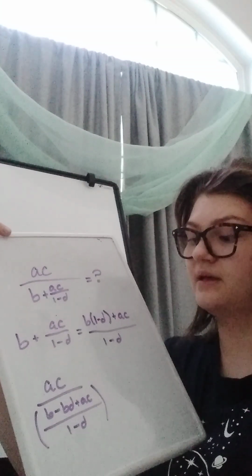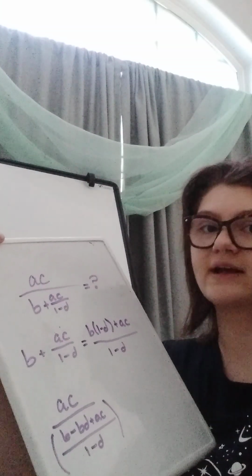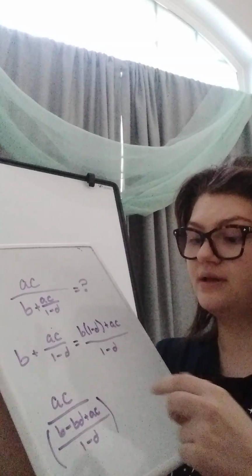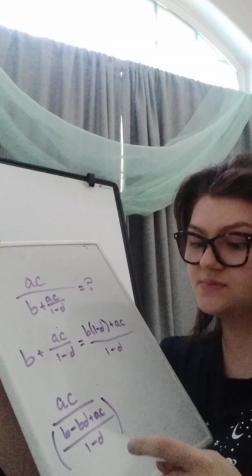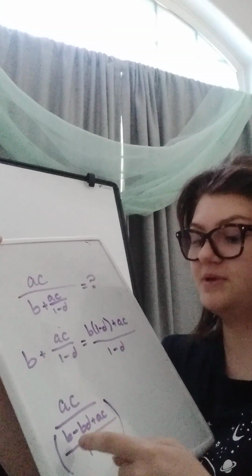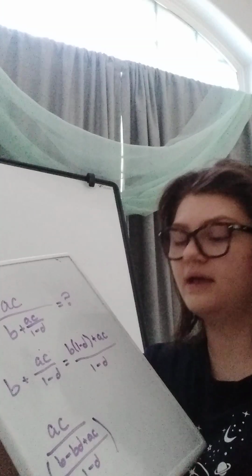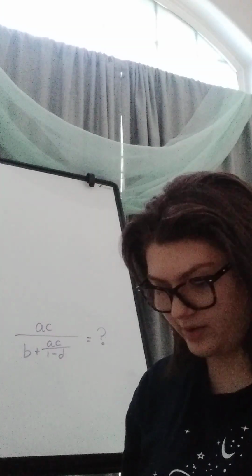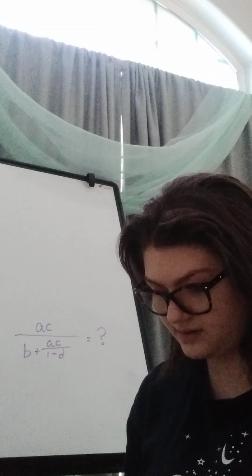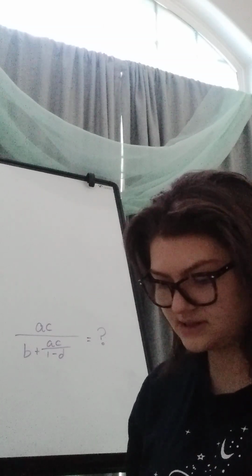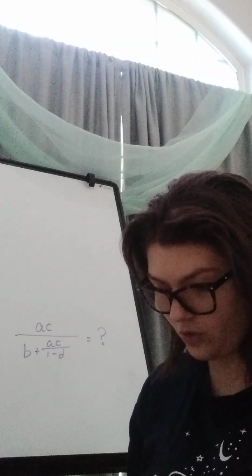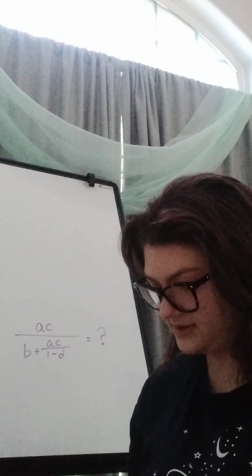And we know that if we're dividing something by a fraction, that we are going to say AC times the inverse of B minus BD plus AC over 1 minus D. In other words, we are flipping our fraction. So what we really have is AC times 1 minus D over B minus BD plus AC.